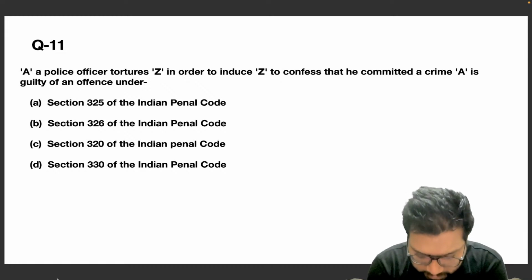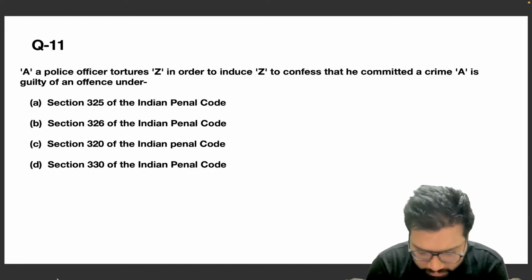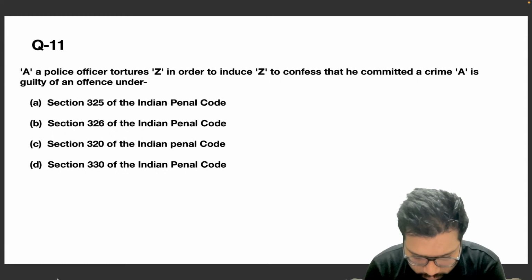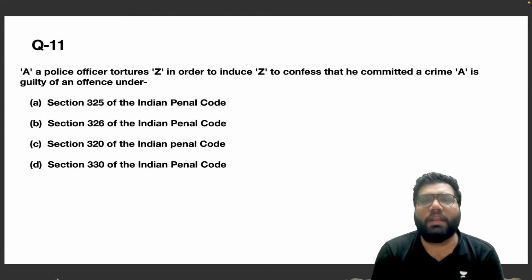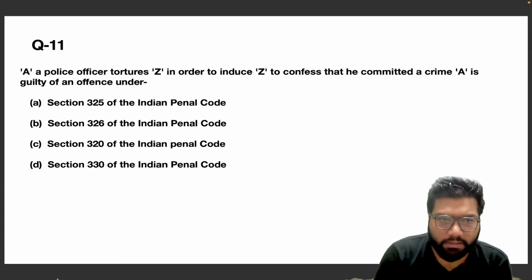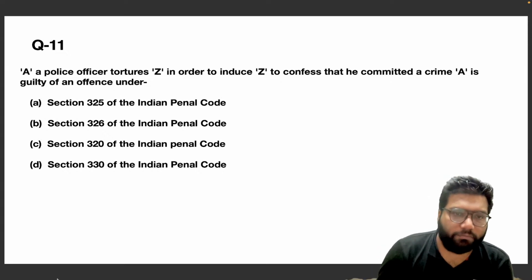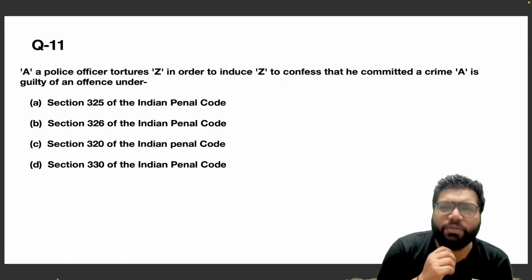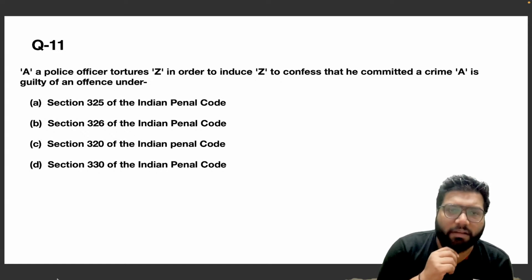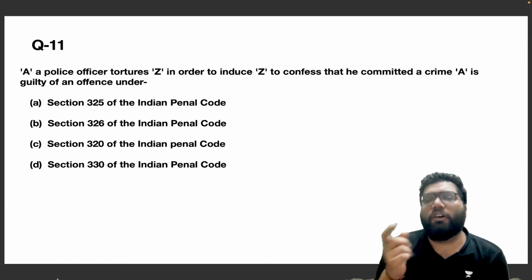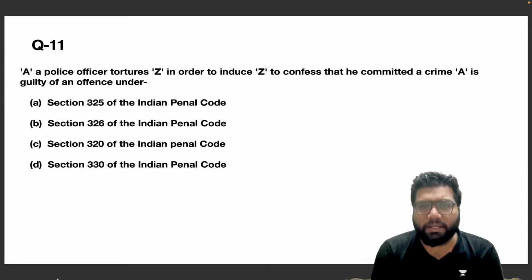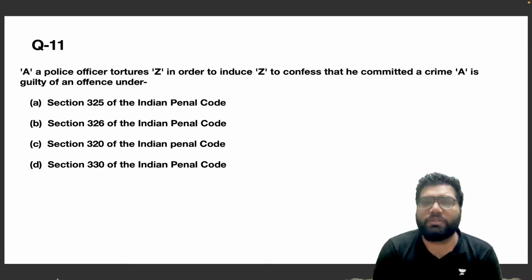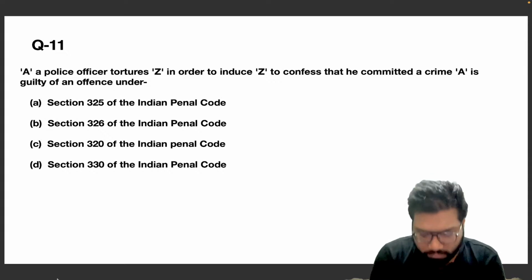Top 3 students to answer correctly: Amit, Akhilesh and Kirti. And yes, it's the correct answer. That is D, section 330. And what is going to be the evidentiary value of that confession? Anyone? What is the evidentiary value of that confession that has been given to the police officer after all that torture?